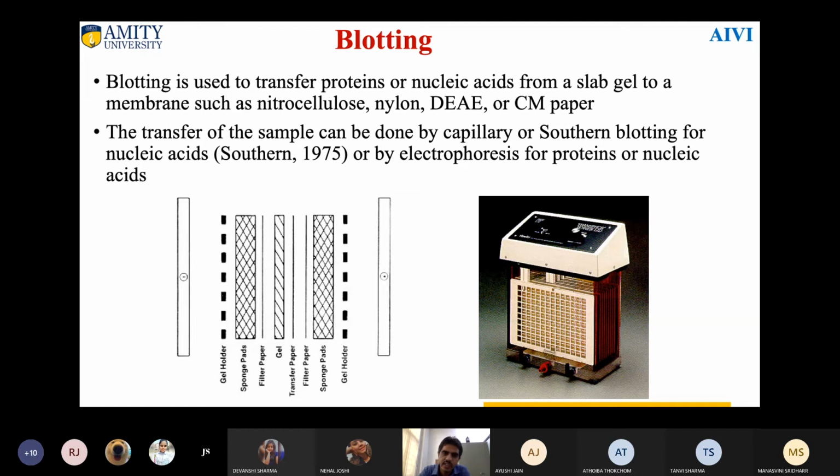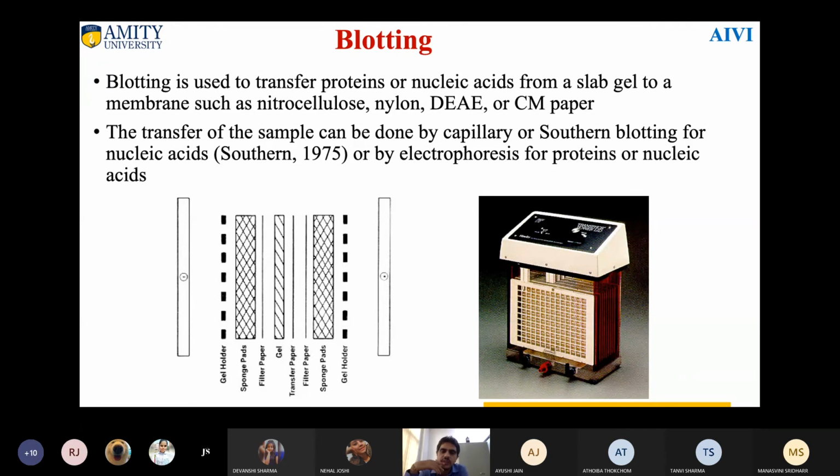If you want to utilize electricity, then in between you have a gel holder, a sponge pad, filter paper, then transfer paper, then gel, then again filter paper, then sponge pads. So you can see that one surface of your gel is exposed to the transfer paper. This transfer paper is the solid support that we are referring to. The transfer paper and the filter paper written here differ in the type of paper that you are going to use.